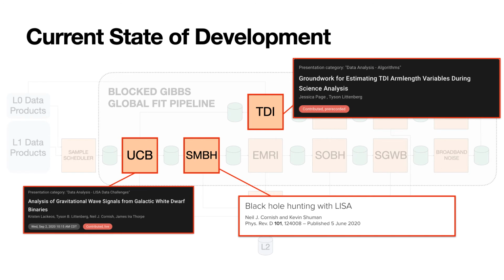You can get an update on the progress of developing a few of these blocks during this meeting. Jessica Page has a pre-recorded talk about forming the TDI channels themselves as part of the global fit. And Kristen Lakios is presenting a live talk on results from our analysis of the LISA data challenge Radler dataset containing the galactic binaries. Neil Cornish and Kevin Schumann also recently published a paper describing a supermassive black hole analysis based on Markov chain Monte Carlo techniques, which was designed with the intent of sharing information with our current UCB pipeline in the not too distant future.